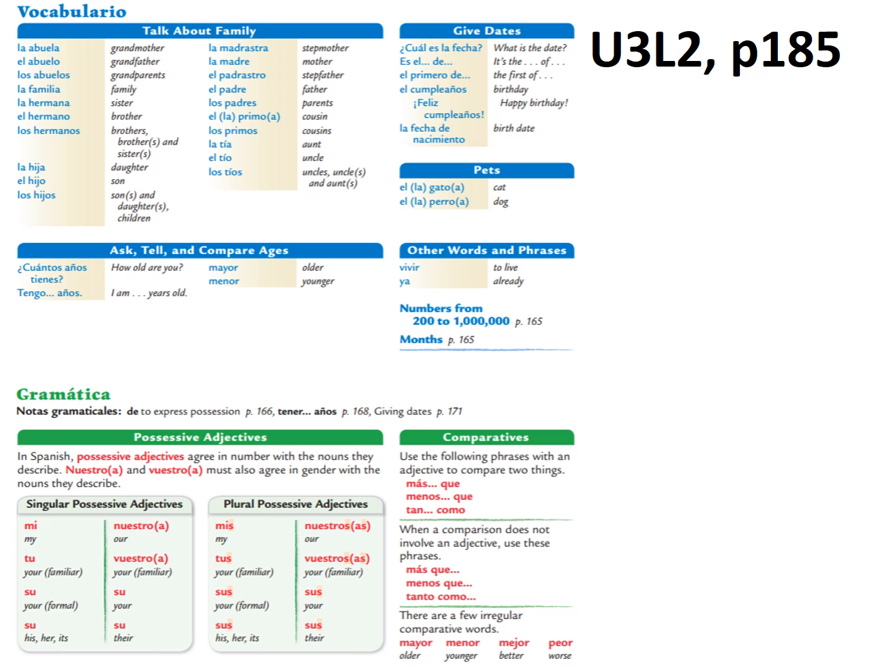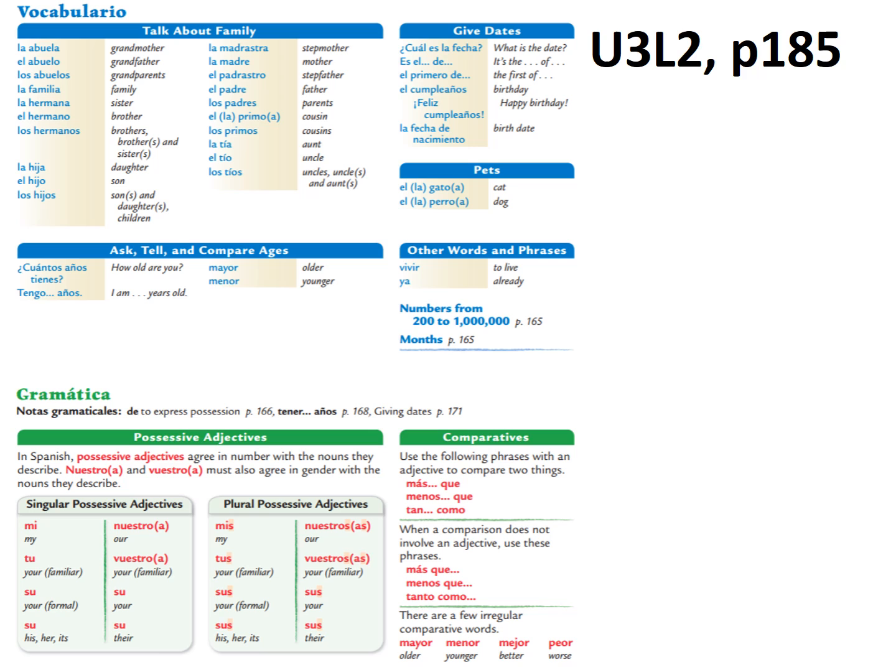Pets, el gato is a male cat. La gata is a female cat. El perro is a male dog. La perra is a female dog. Ask, tell, and compare ages. ¿Cuántos años tienes? How old are you?